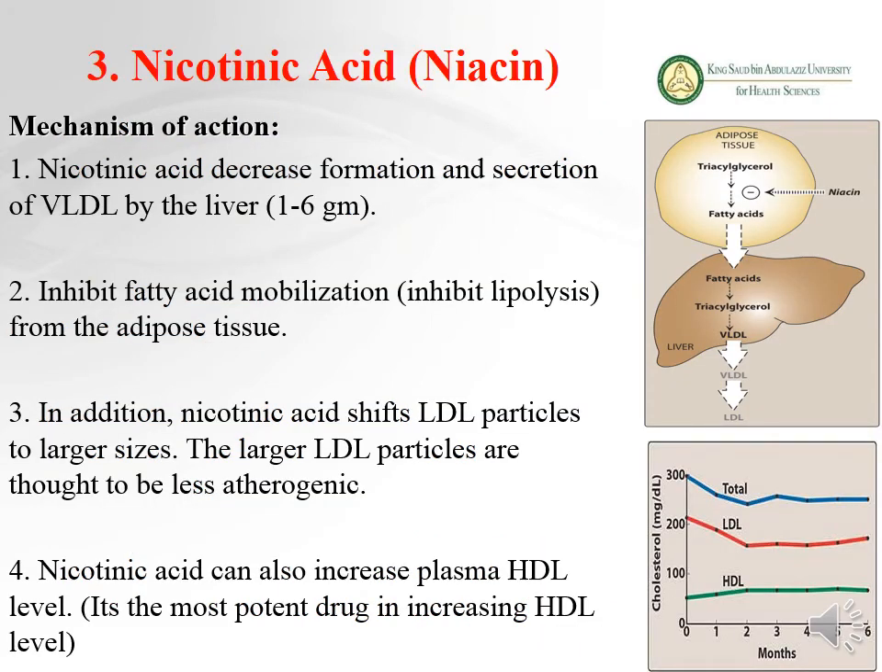So nicotinic acid or niacin inhibits lipolysis, and by inhibiting lipolysis it inhibits the formation of fatty acids, and this decreases the availability of fatty acids for the formation of triglyceride and VLDL, very low density lipoprotein, in the liver. So here it decreases the production of very low density lipoprotein by the liver. These are normally given in gram doses from 1 to 6 milligram.